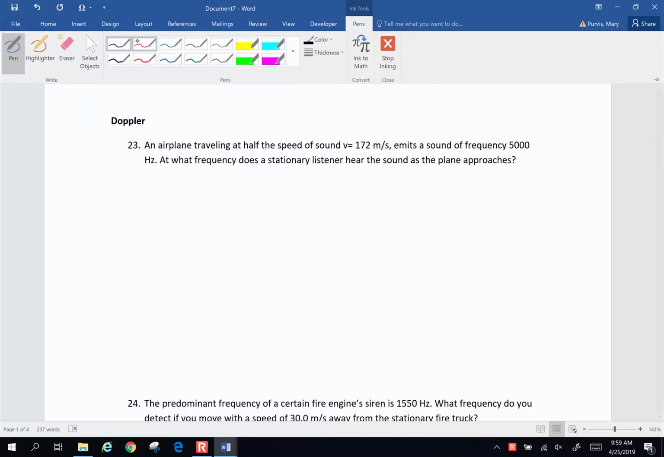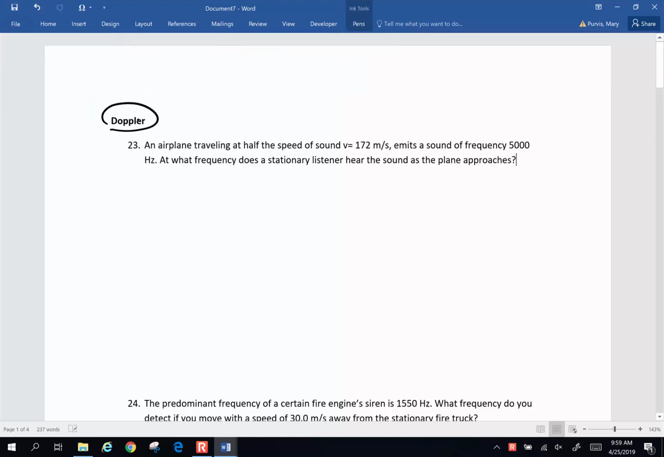Hi folks, we're going to do some Doppler effect problems right now. Number 23, an airplane traveling at half the speed of sound, 172 meters per second, emits a sound of frequency 5,000 hertz. What frequency does a stationary listener hear as this plane approaches?